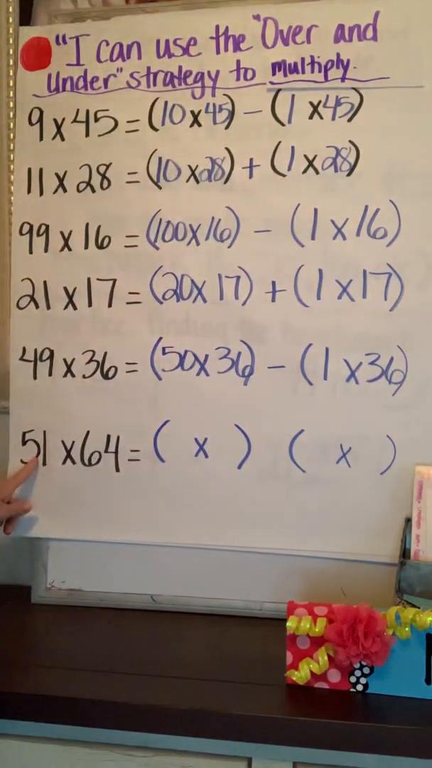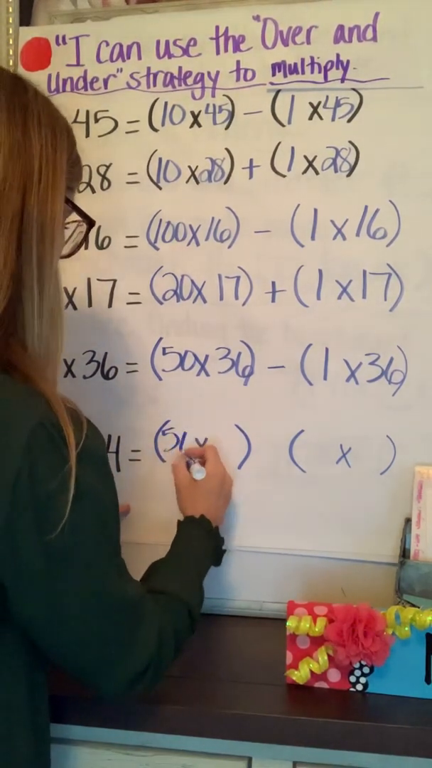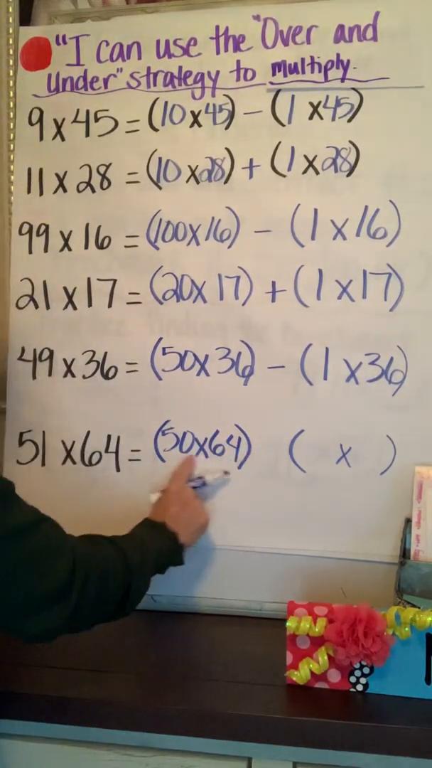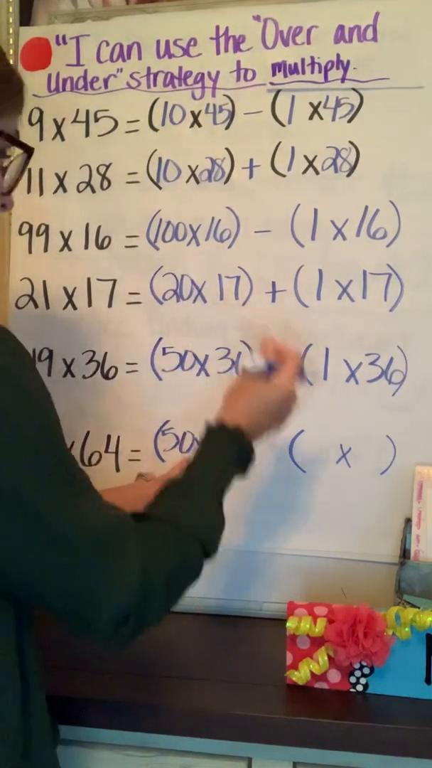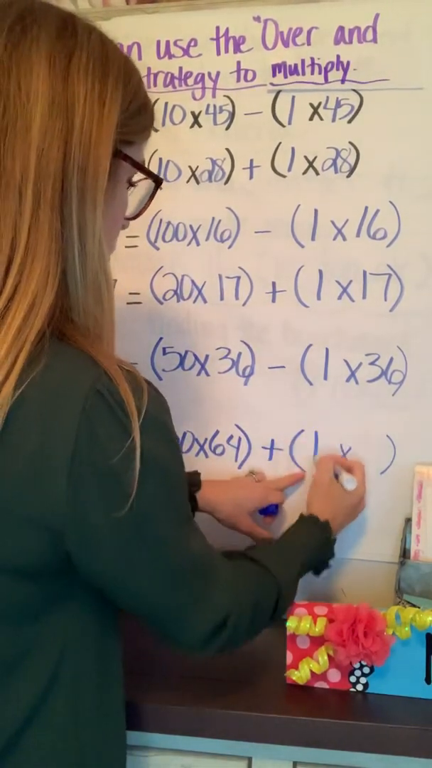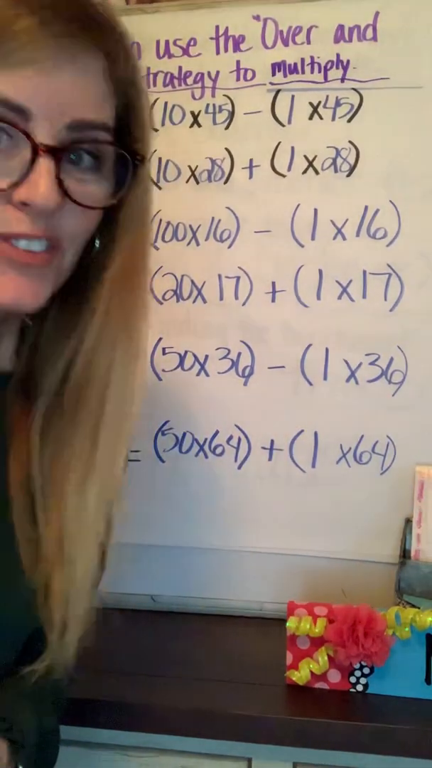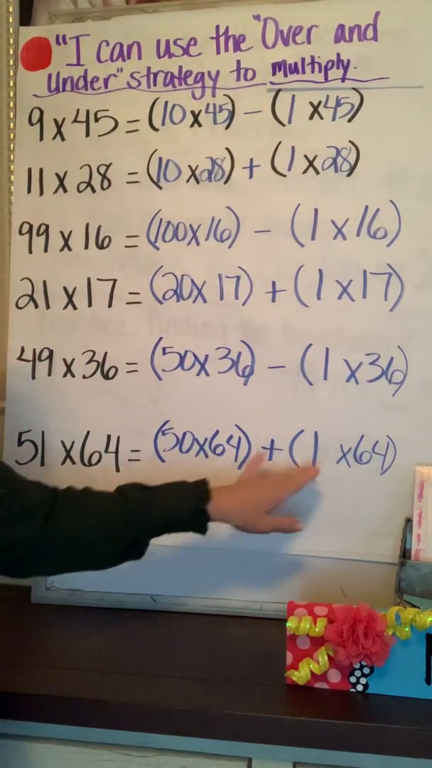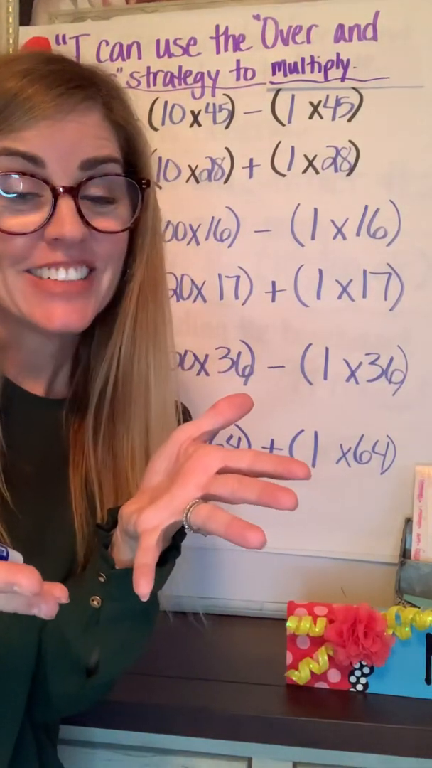All right, 51 is pretty close to 50. So I'm going to choose the benchmark of 50. So 50 groups of 64. Would I have had enough? No, I'm supposed to have 51 groups. So I need one more group. So I'm adding one more group of 64. So if you did that correctly, or over and under, you would have 50 times 64 plus one more group of 64. How'd we do?